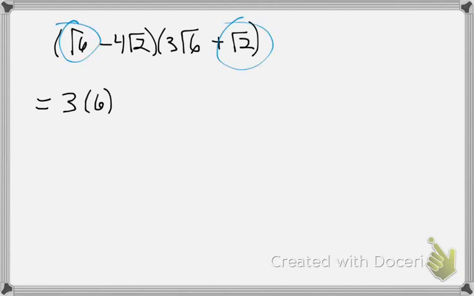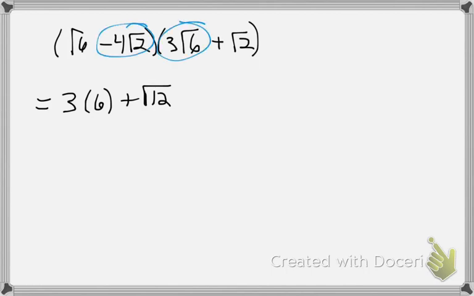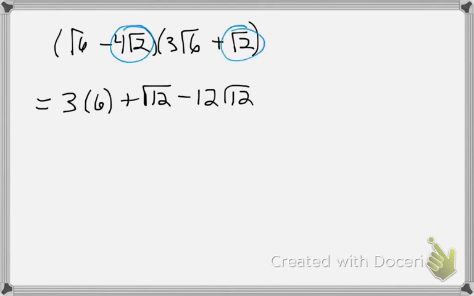Your outers? 12. Square root of 12. So plus square root of 12. Your inner, negative 12 and square root of 12. You got it. Negative 12 square root of 12. And then our last, what's that going to be? 18.